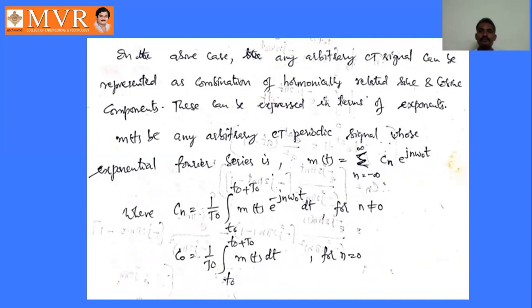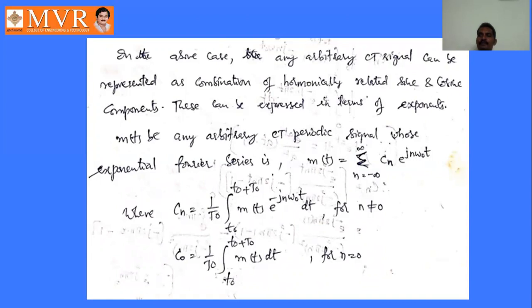Okay, see e power jθ. If we take e power jθ is equal to cos θ plus j sin θ, like that, it is the combination of sine and cosine components. So these can be expressed in terms of exponents. Here m of t may be any arbitrary continuous time periodic signal, and whose exponential Fourier series is.